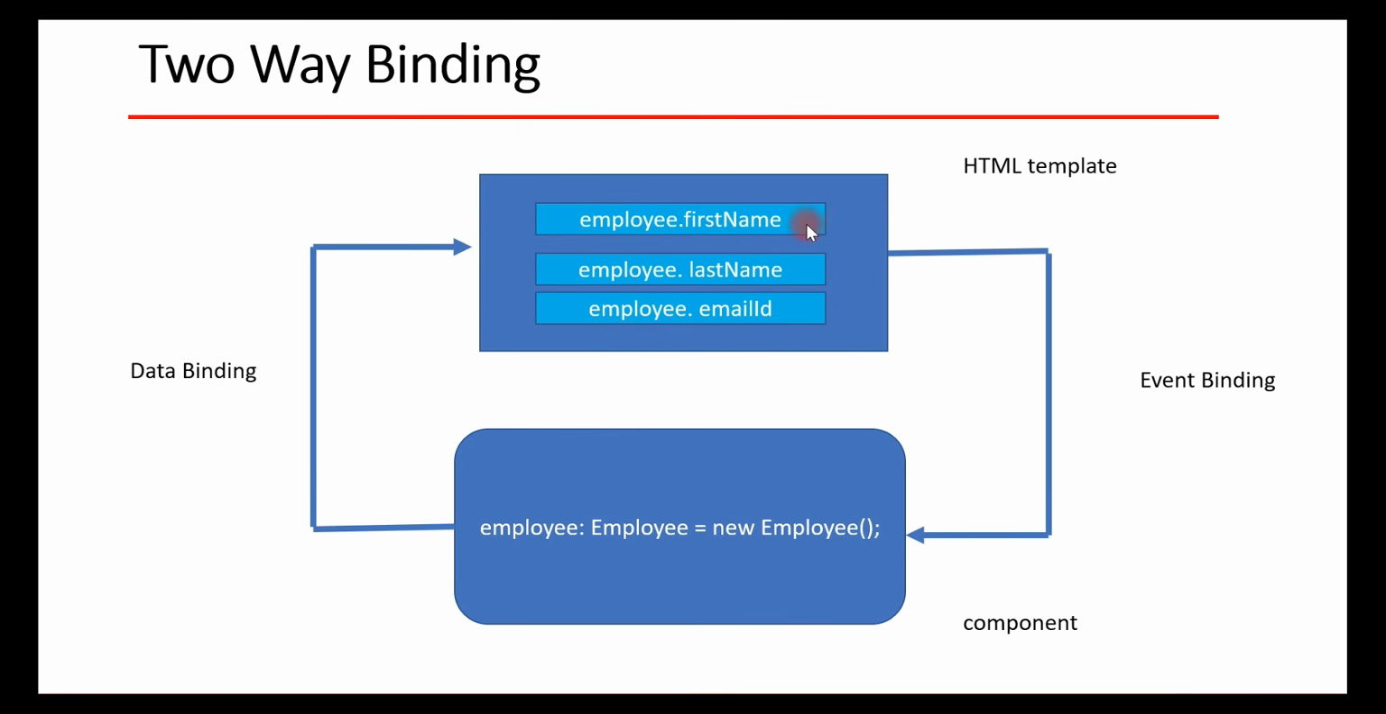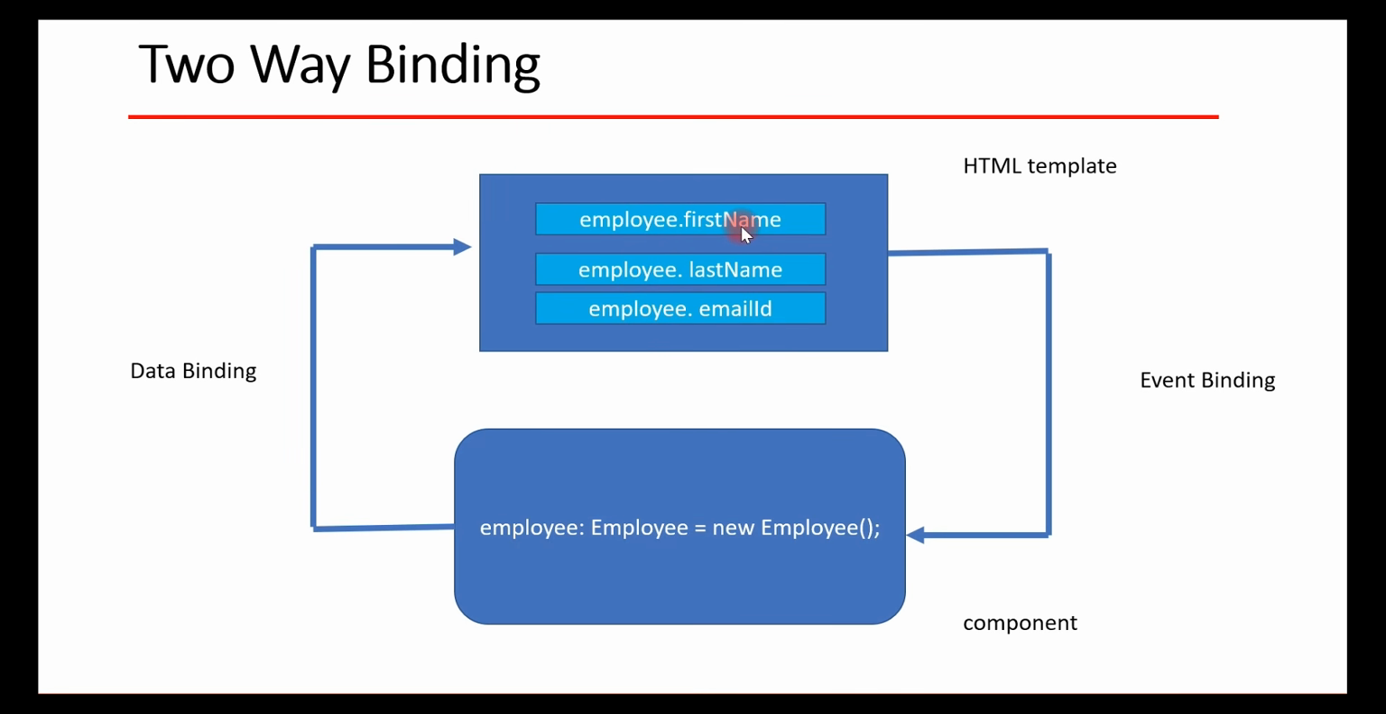Alright, consider we have a form with first name, last name, email ID, and similarly here we have a component class. It has a property employee. Employee is basically a TypeScript class. It contains the properties first name, last name, and email ID. So when we create the employee property of the Employee TypeScript class in the component, we access its properties in the HTML template using employee.firstName, employee.lastName, employee.email like this.